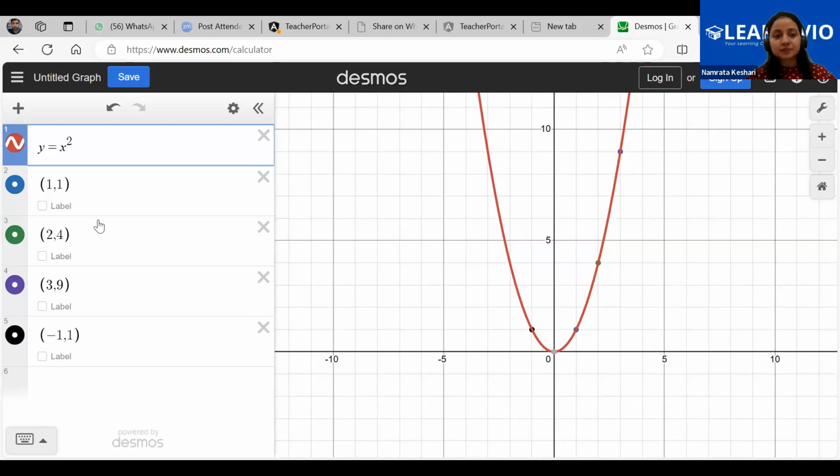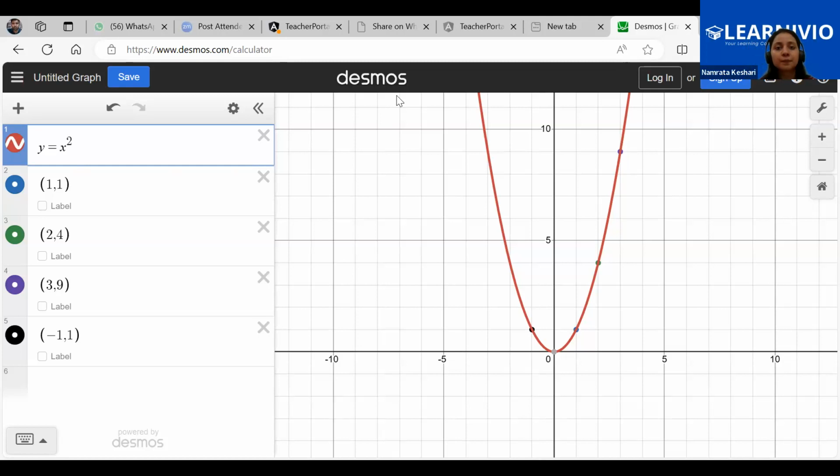Yes, ma'am. Okay. So the domain is according to the graph. This is how you have to read the graph. Please try to understand it from the graph itself. The domain is all real numbers. Anything can be taken for x, but y will always come out positive. That means from 0 to infinity.